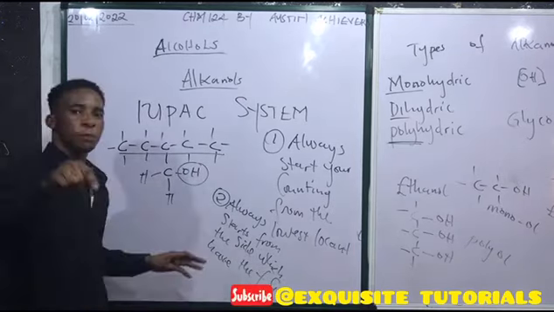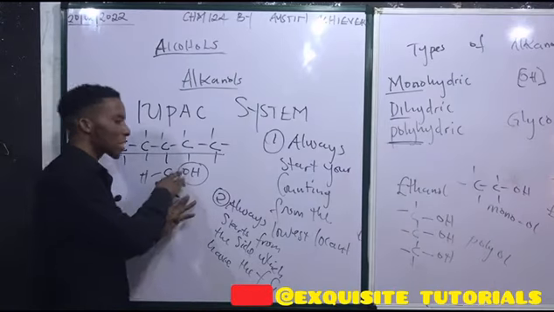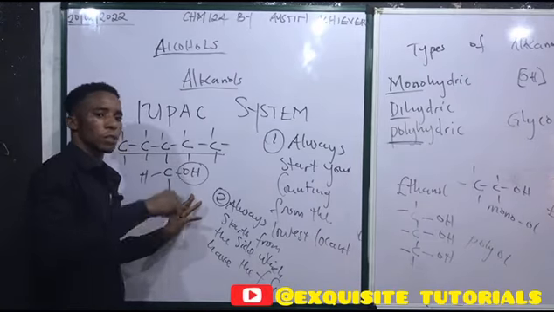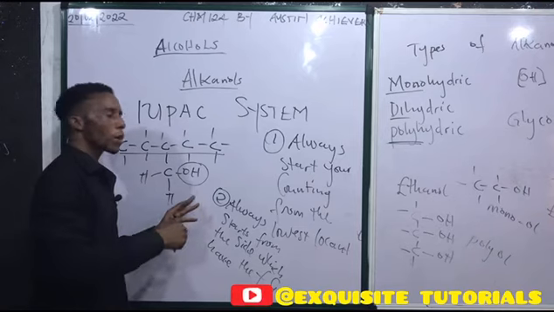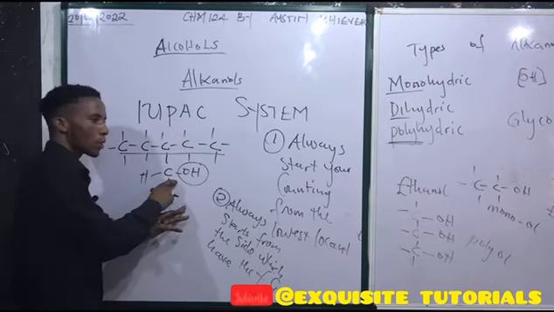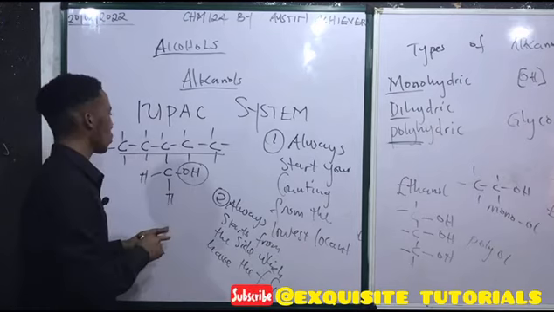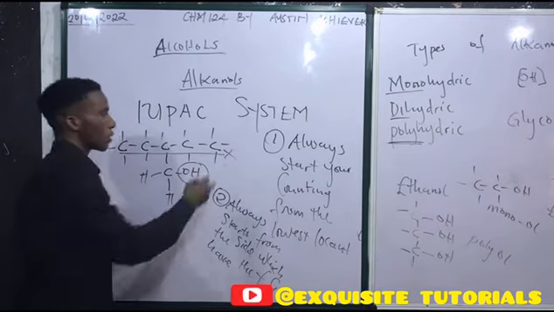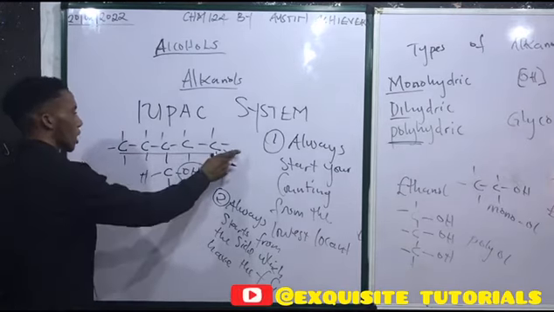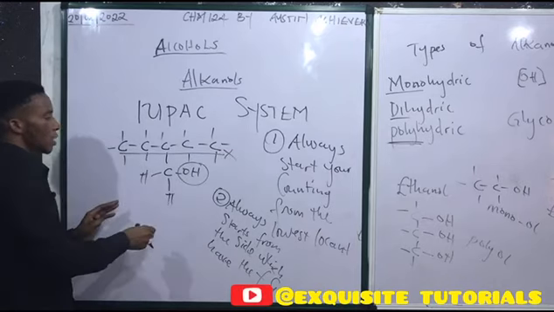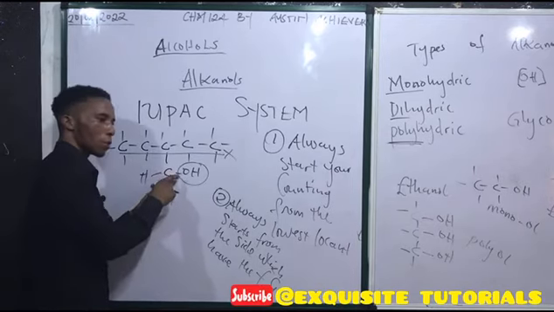Give preference to the side which possesses the functional group. Give priority to the side which possesses the functional group. I will start from here. I won't start from here. Ladies and gentlemen, I will start counting from here.